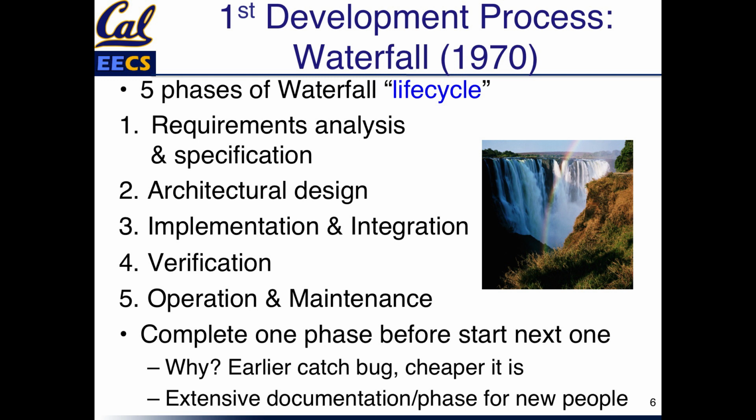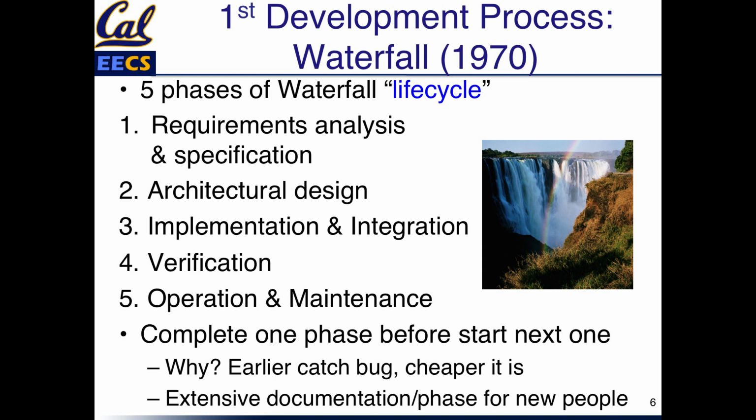So the first example of this is becoming known as the Waterfall process, which came out right as the term software engineering was first coined. And the idea was to have 5 explicit phases. And so rather than calling it a software development process, it's also called a life cycle. So this Waterfall software development process or life cycle.